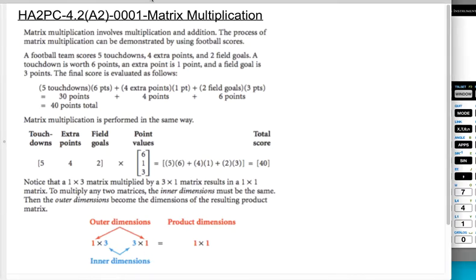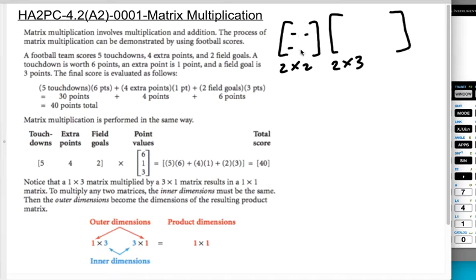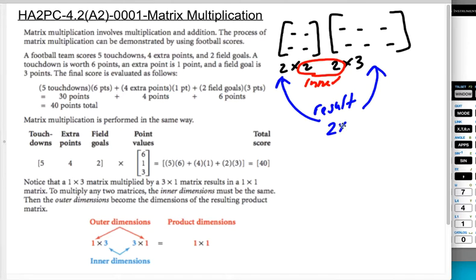So, for instance, let's say that I took a 2 by 2 matrix, and I multiplied it by a 2 by 3 matrix. So this is 1, 2, 3, 4, and this is 1, 2, 3, 1, 2, 3. I'm allowed to do this because the inner dimensions match, and my result is going to be a 2 by 3 matrix because that's the outer dimensions.